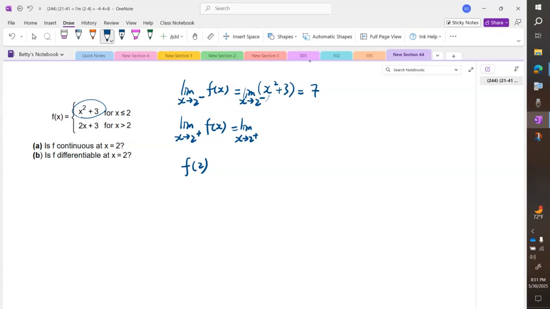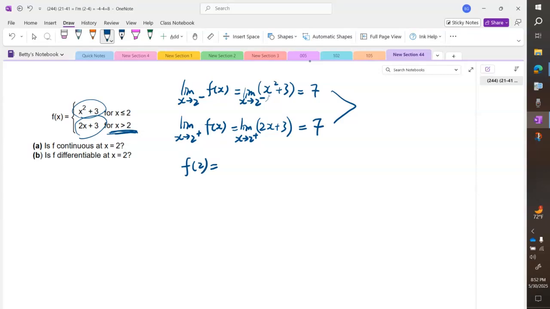When x approaches 2 from the right, that means x is bigger than 2. Since x is bigger than 2, the function equals 2x plus 3, the second piece. When x approaches 2, 2x approaches 4. 4 plus 3 is 7. So far, since we found the left-hand limit and right-hand limit and they are equal, the function has a limit. The limit of the function exists at 2.